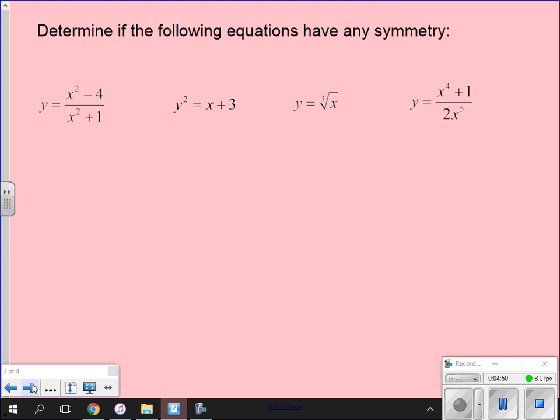Okay. Determine if the following equations have any symmetry. So we'll work through these together as an example of how you can do it. That should do a little better. Is that okay? Is that readable for your young eyes? Because my old eyes are having issues, but I can do it. But I'm also right up close.